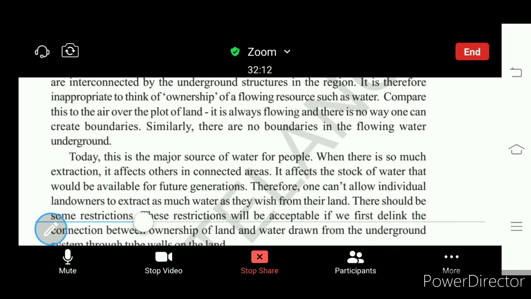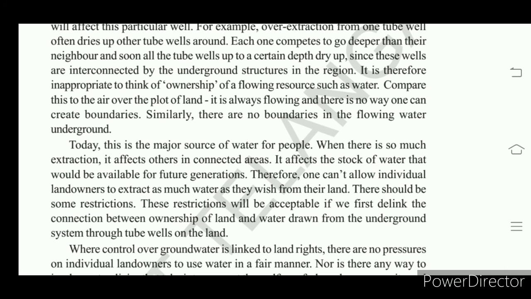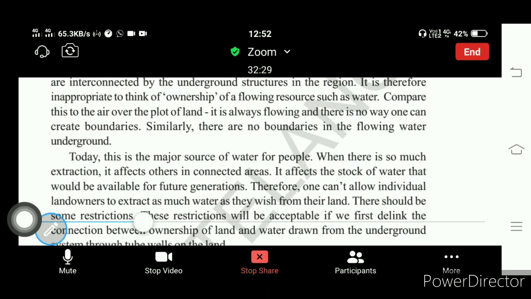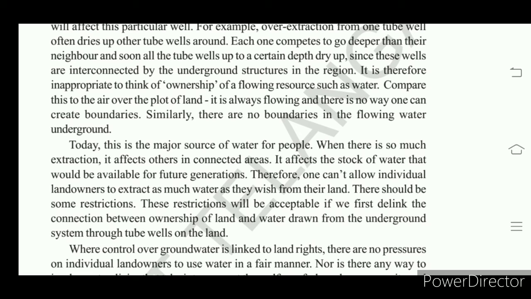Underground water is a major source for the people today, because there is uncertainty of rainwater, scanty rainfall is there. Understand? So it affects the stock of water for future generations. As we are extracting much more, future generations will not get much water. So the stock of water available for future generations will decrease as we are extracting much more. Therefore, one cannot be allowed, that means one can't allow an individual landowner to extract as much water as he wishes from his land, as he is the owner of his land. So there should be some restrictions on using underground water.